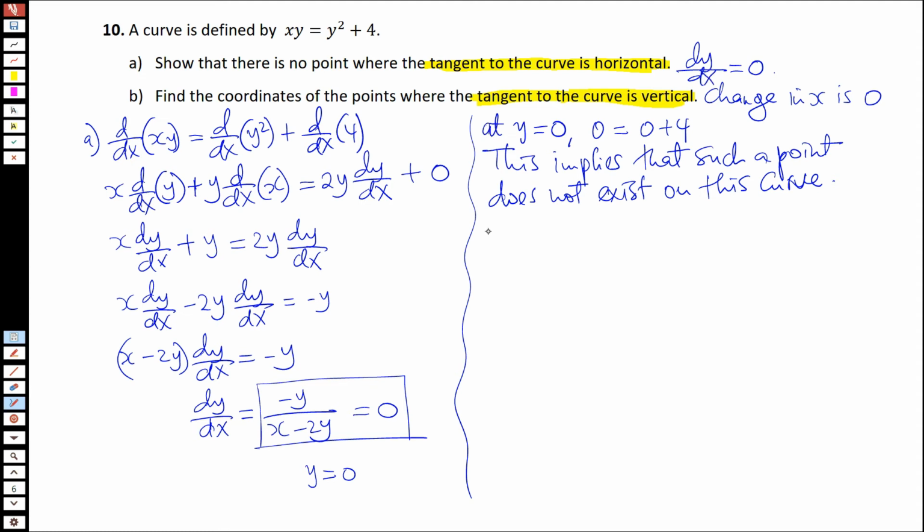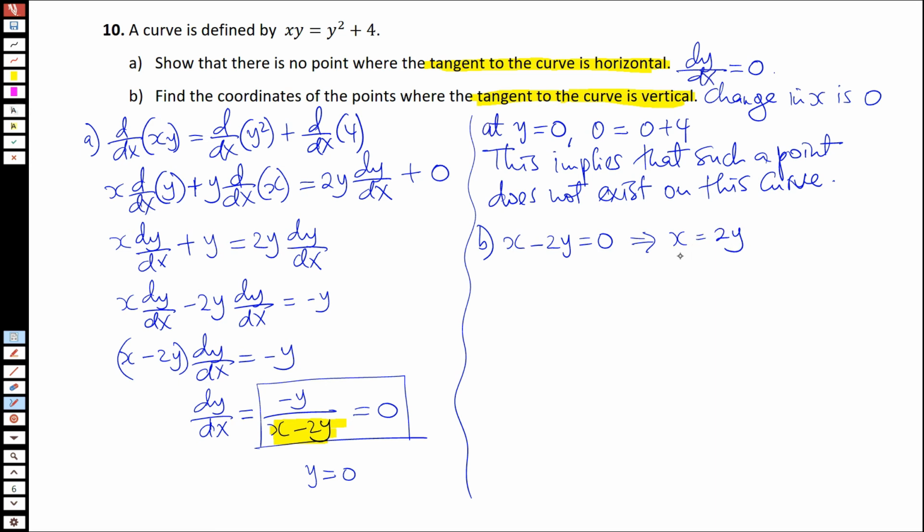So for part B, we are required to find the coordinates of the points where the tangent to the curve is vertical. Where the tangent to the curve is vertical, we've said that the change in x will be equal to 0. If you look at our dy over dx, the denominator is the change in x, and it should be equal to 0 where the tangent is vertical. So that means that x minus 2y will be equal to 0, which implies that x will be equal to 2y.